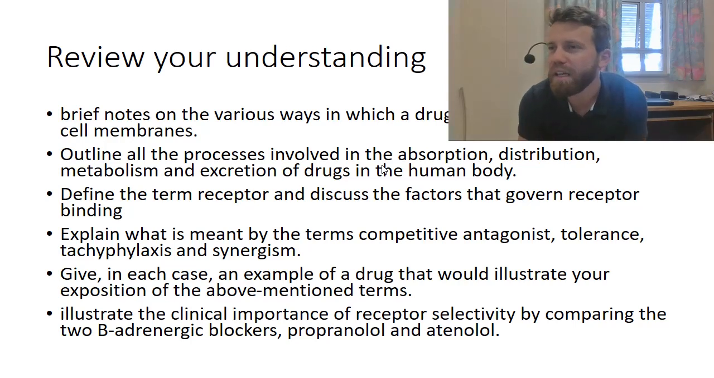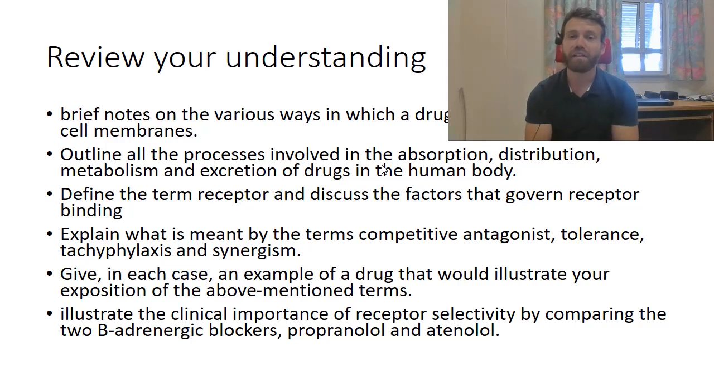The next one, explain what is meant by the term competitive antagonist. So a competitive antagonist is basically just a drug that binds to the receptor, and so it has affinity, it binds to the receptor, but it doesn't have enough intrinsic activity to actually do anything. So it just competes with the neurotransmitters that would have been there under normal circumstances. So it's preventing that receptor from becoming activated by the normal neurotransmitters. So it's just competing against it.